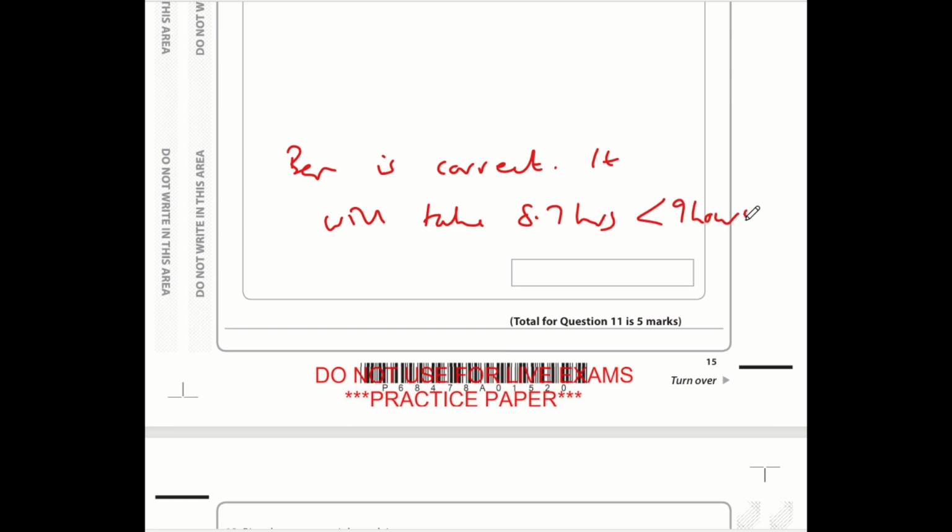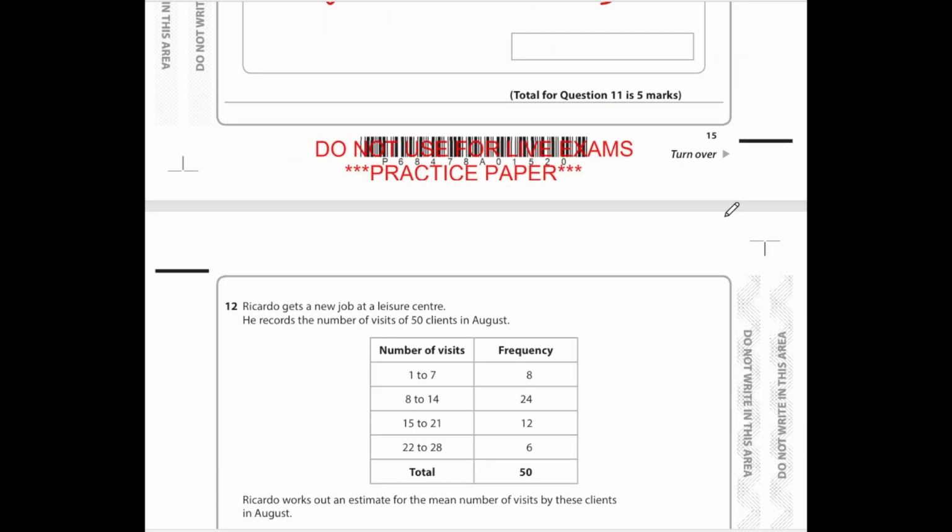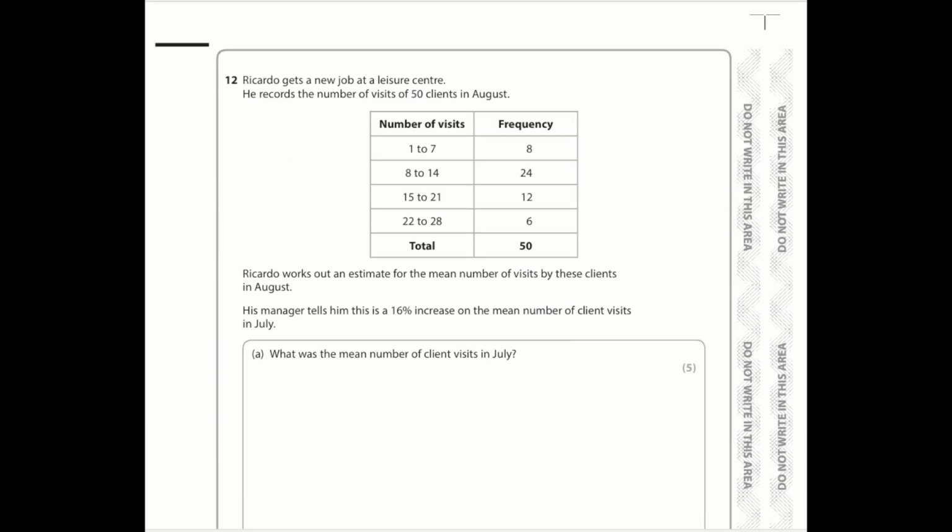So Ben is correct. Well, we can just write it down here. Ben is correct. It will take 8.7 hours, which is obviously less than 9 hours. There we go. Okay, on to question number 12.